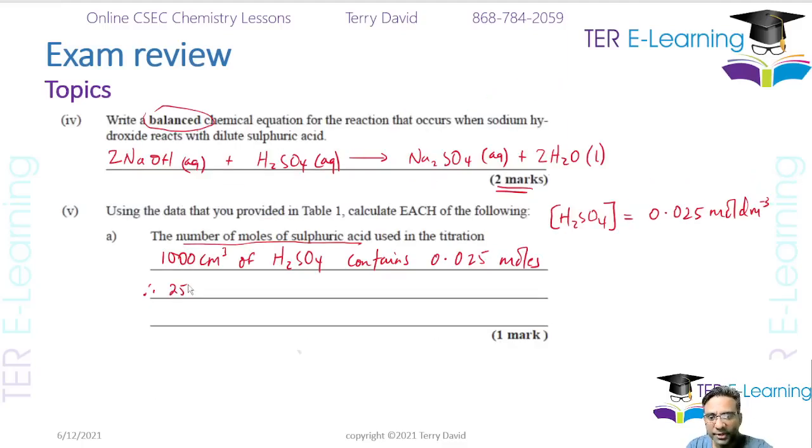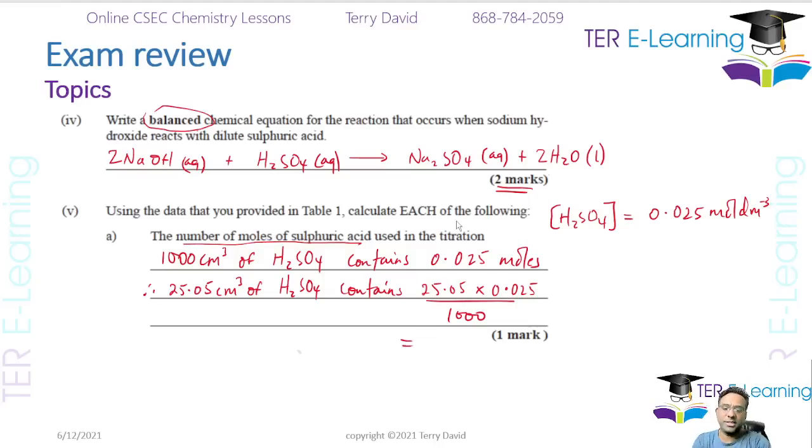Therefore, you're going to use the answer you got before, which is the 25.05. So this here is going to be 25.05 cm cube of sulfuric acid contains, and you're going to cross multiply. So just like we did in the previous questions, 25.05 multiplied by 0.025 over 1000, and you use the calculator to work that out. So I'm going to just use my calculator that I have here. 25.05 multiplied by 0.025 divided by 1000, right? And you're going to get a really, really small number.